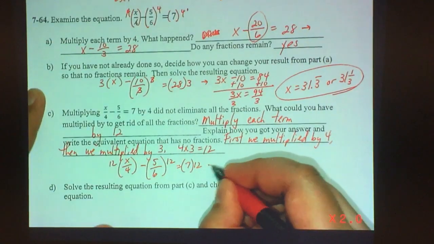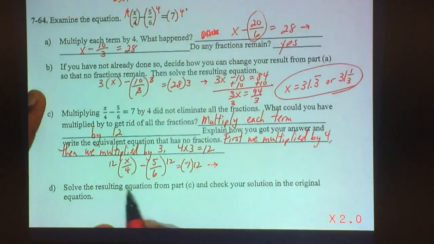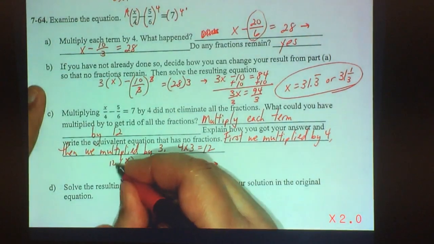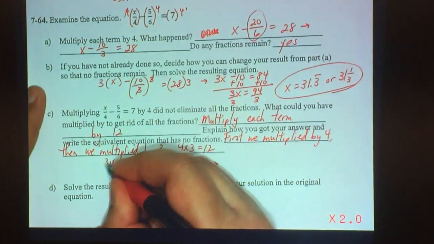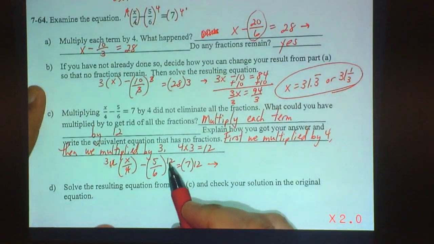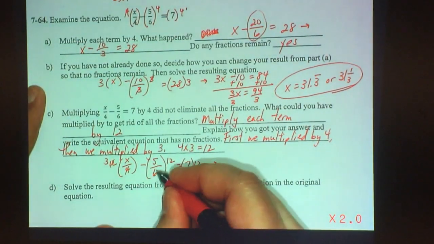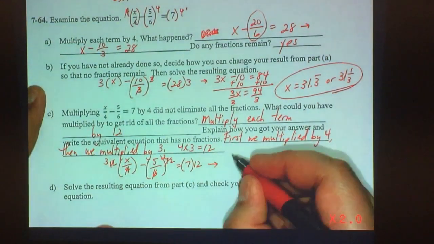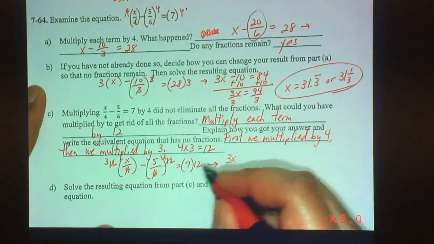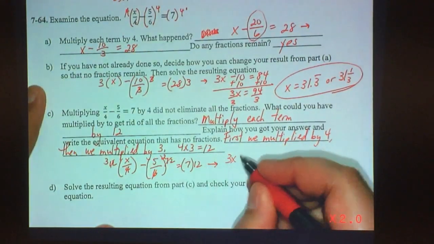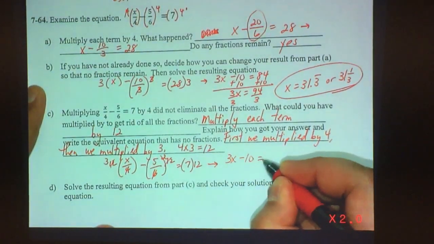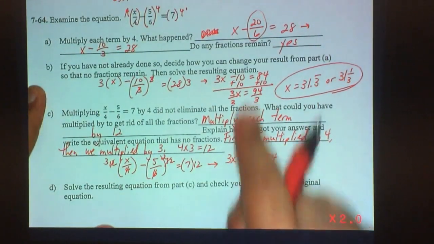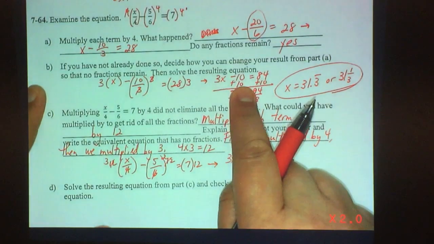Okay, so then if we do that, go over here. Look, if you have 12 divided by 4, what do you really have? You have 3, so I'm going to cross these out and make that a 3. What if you have 12 divided by 6? You now have 2. Alright, so 3 times x is 3x. 5 times 2 is 10. And 7 times 12 is 84. So that is the same exact cleaned up equation we got up here.